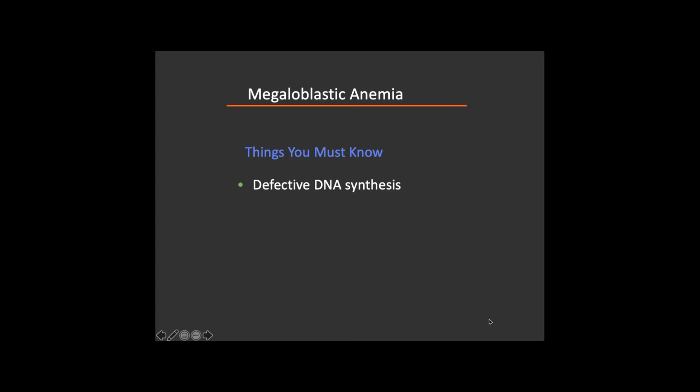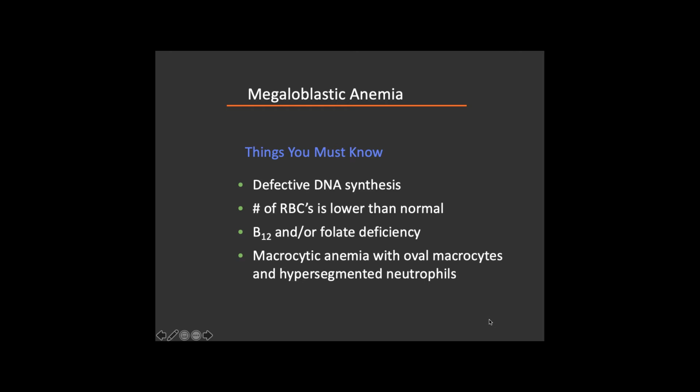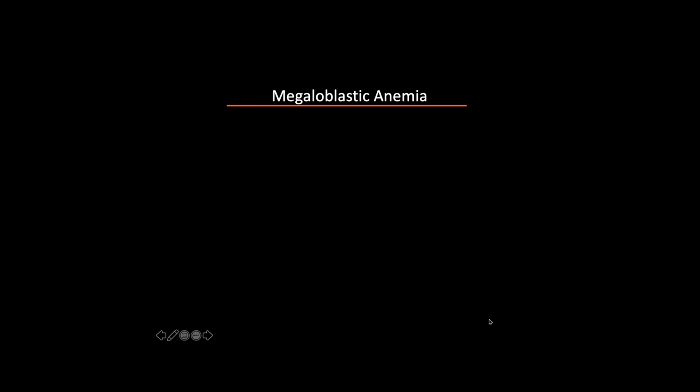DNA synthesis in the red blood cells, and so the number of red blood cells is lower than normal. This can be due to a vitamin B12 and/or a vitamin B9, which is folate, deficiency. And the red blood cells are much larger than they should be, so we have a macrocytic anemia. And then also the white blood cells, the neutrophils, are hypersegmented.